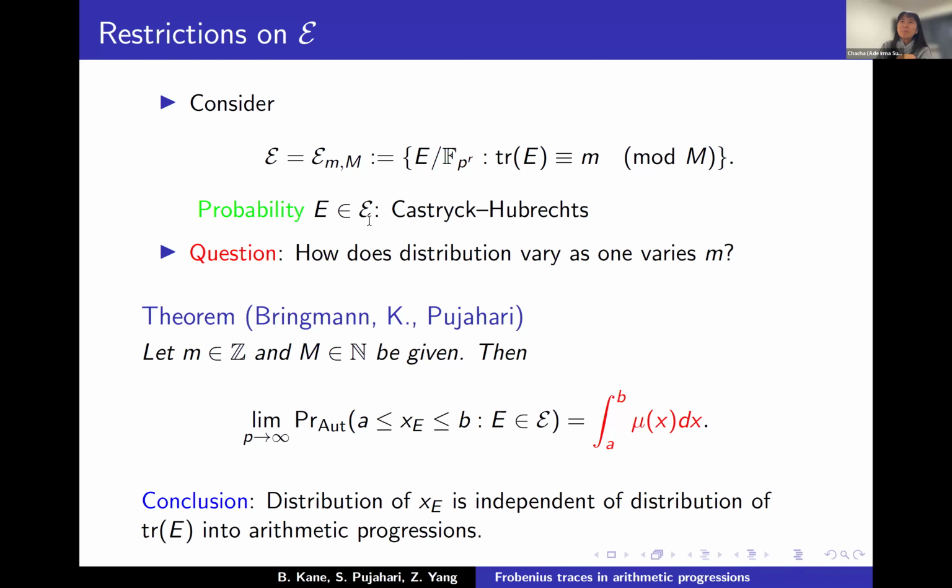Or you can think of it as a conditional probability, right? The conditional probability that it's in this congruence class is this, and it's the same probability, which is the definition of independence.